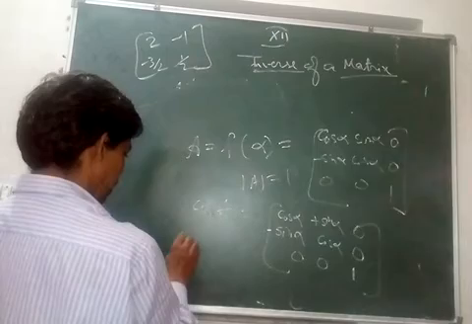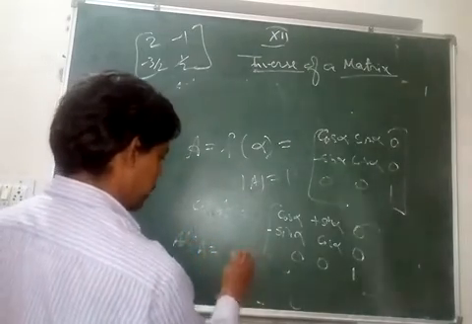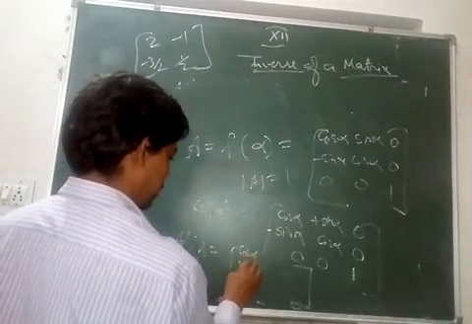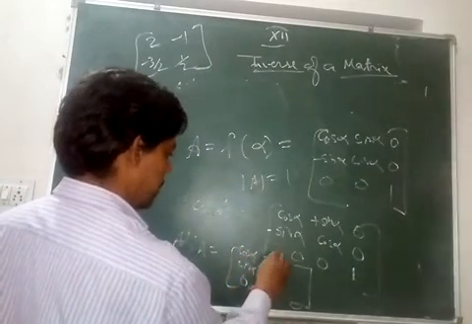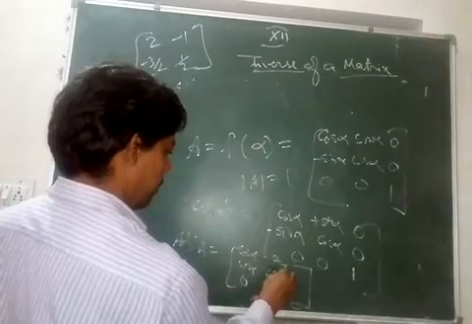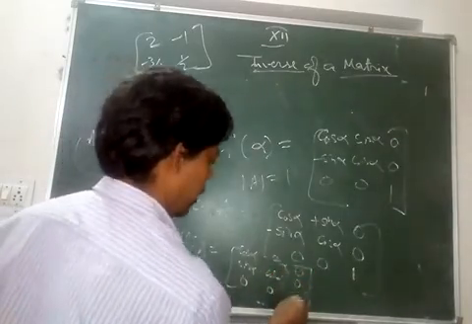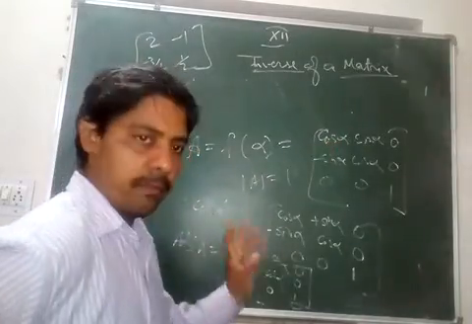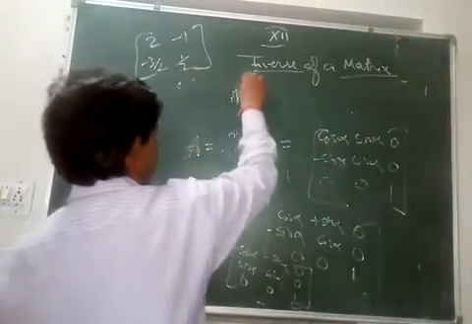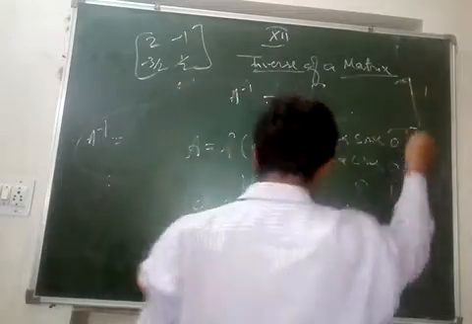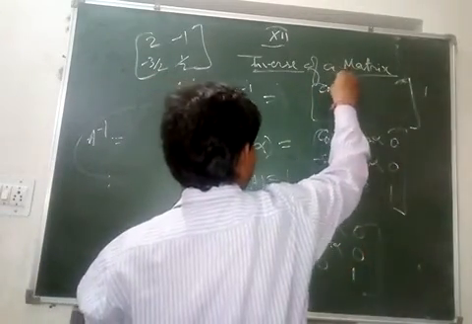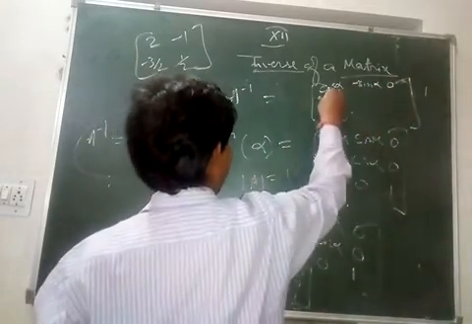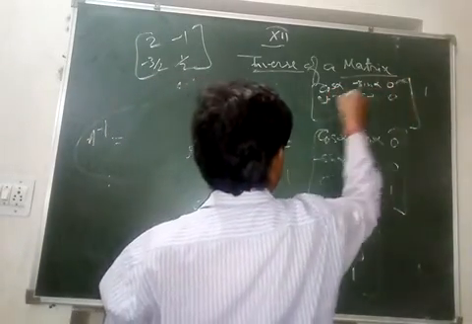So what is adjoint A? Adjoint A can be written as, just take the transpose of this: cos alpha, sin alpha, 0, minus sin alpha, cos alpha, 0, 0, 0, 1. Now if I divide by determinant A, it is 1, so it is the same. So A inverse we are getting, I am writing here: cos alpha, minus sin alpha, 0, sin alpha, cos alpha, 0, 0, 0, 1.